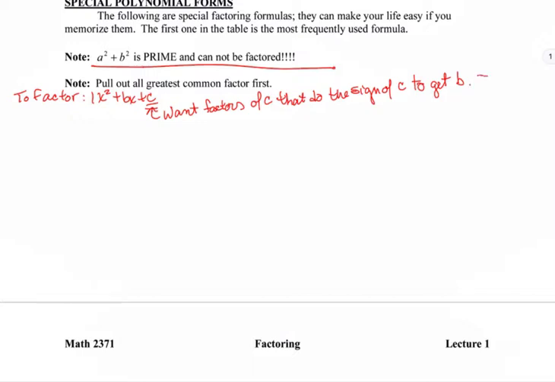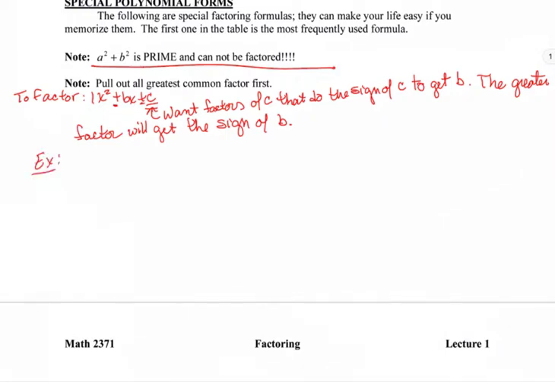The greater factor will get the sign of b. The sign of b, all right? So if this is ax squared minus bx minus c, then that's a different thing. So now let's talk about an example of this.